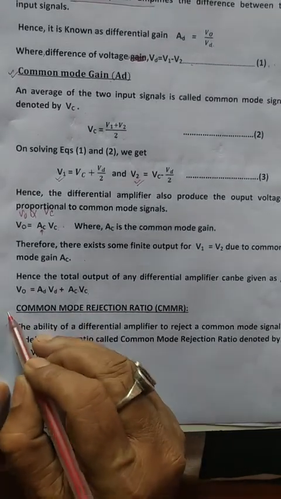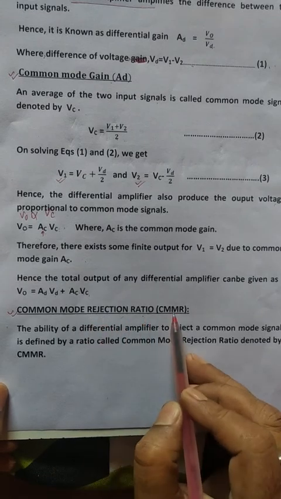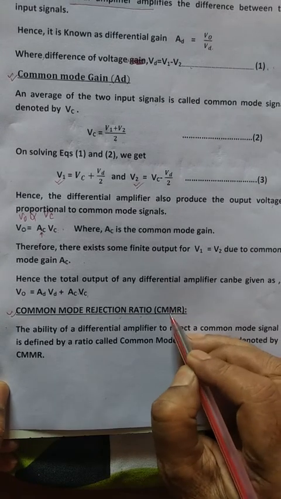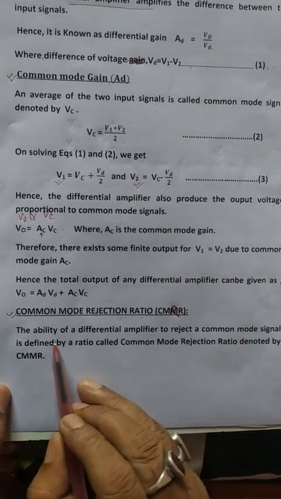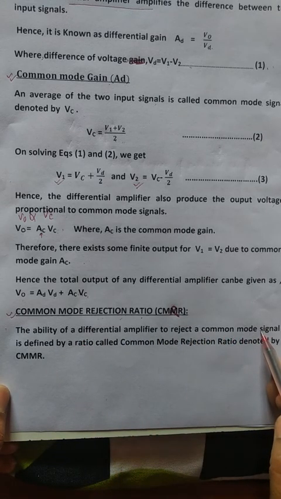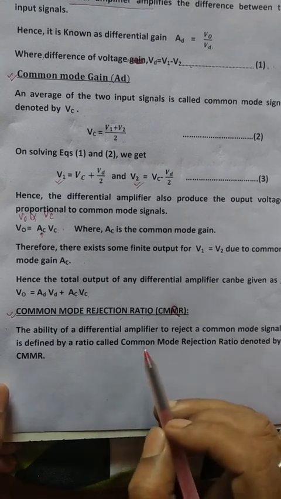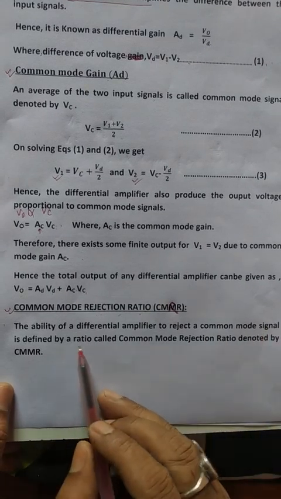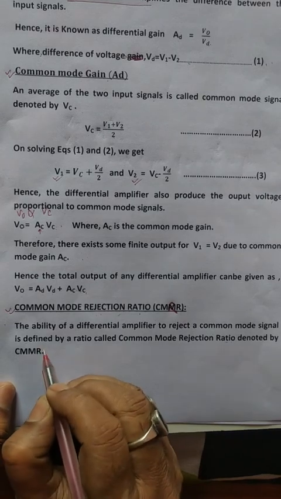Okay. Now we shall discuss the common mode rejection ratio, CMRR. The ability of a differential amplifier to reject a common mode signal, as I told you earlier, that it rejects the common mode voltage, is defined by a ratio called the common mode rejection ratio, denoted by CMRR.